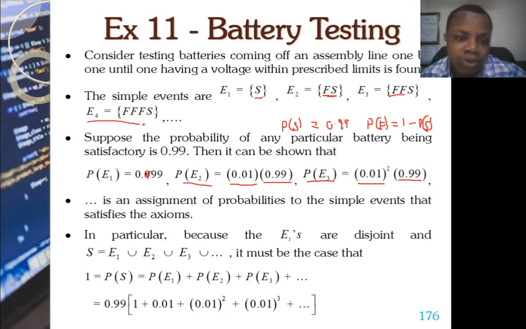Now I would like you to guess the probability of what? Event 4. Okay, and with this event 4, it's just similar to what we've been doing. So this is just going to be 0.01 raised to the power 3 times 0.99, and that is going to give us what? The probability of event 4. Okay, now this can continue until we have the future.